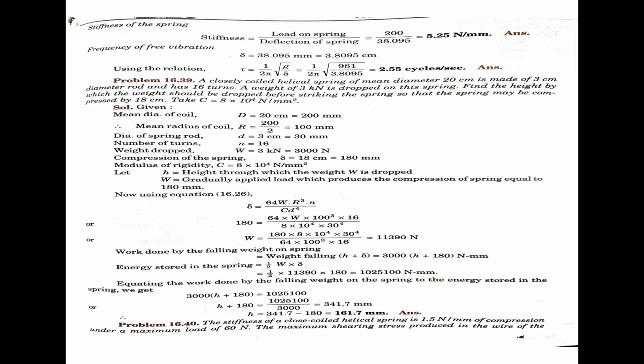Now write the given data. Mean diameter, capital D, is given as 20 centimeters, converted to 200 mm. Mean radius R is D by 2, 200 by 2, 100 mm. The diameter of the spring rod, small d, equals 3 centimeters, converted to 30 mm. Number of turns, small n, is also given as 60. Weight dropped, W, is 3 kilonewtons, converted to 3000 newtons.